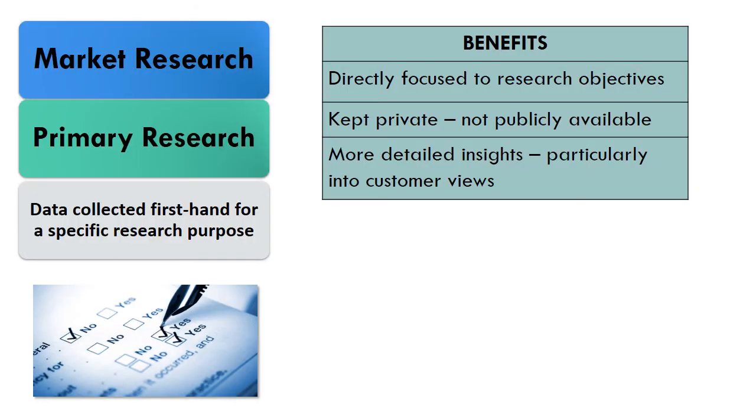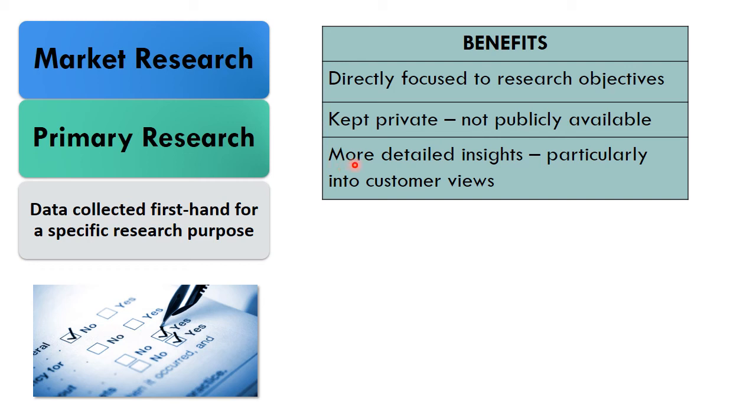Okay, let's move on and look at the pros and cons of primary market research. One of the major benefits of primary market research is that it is directly focused on whatever your research objectives are. If you buy in secondary research, it may not be focused exactly on what you're trying to achieve. A second benefit is that it is kept private. It's not publicly available. If you use government reports or competitor materials, everybody can see those, and you will not get a source of competitive advantage from them. But if you carry out in-depth research yourself, you can use that, and it may be a source of competitive advantage.